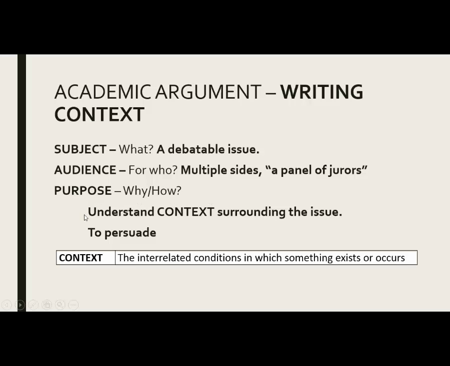Why and how are we going to do this? Well, we first have to understand the context surrounding the issue. Context is a very important word in this class. Simply, it is defined as the interrelated conditions in which something exists or occurs. So we have to understand the interrelated conditions in which our issue exists or occurs. What is happening with the subject or the debatable issue that we choose to write about today? And then again, our purpose here is to persuade, which is where making appeals comes in. We want our argument to be convincing, all right? We want it to be able to appeal to the many different sides of human thought.